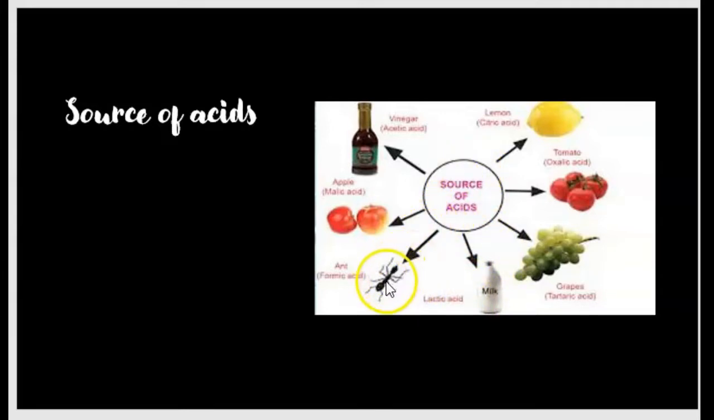Another one is the ant. Why do we feel itchiness when an ant bites us? It's because of the acid which is present in the ant, that is nothing but formic acid. Coming to apple, as we already said, it contains malic acid.